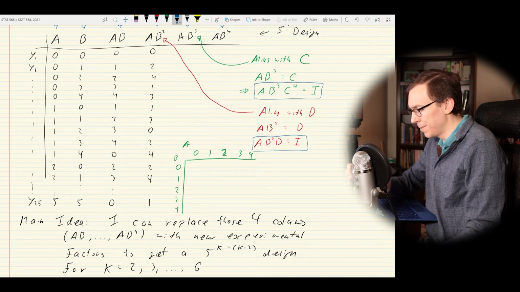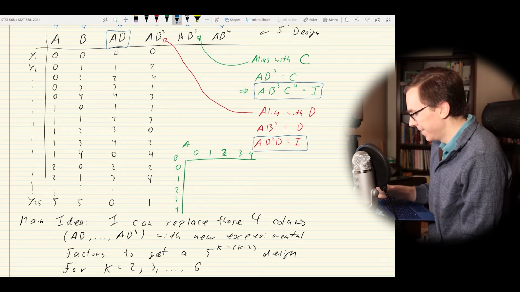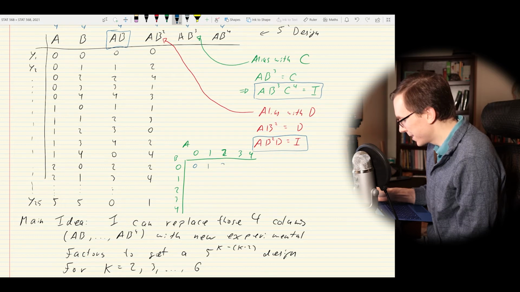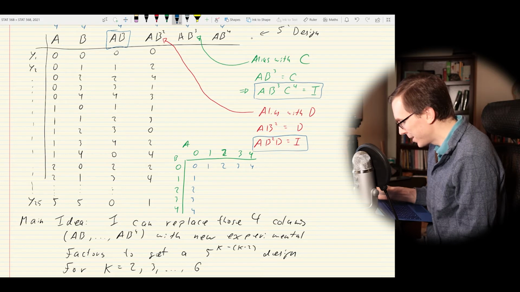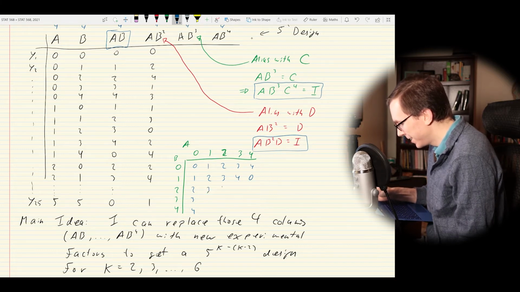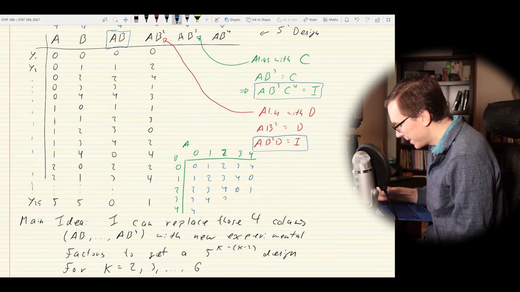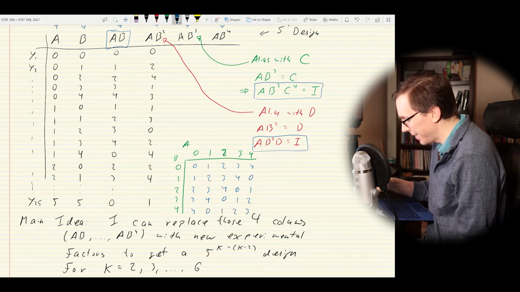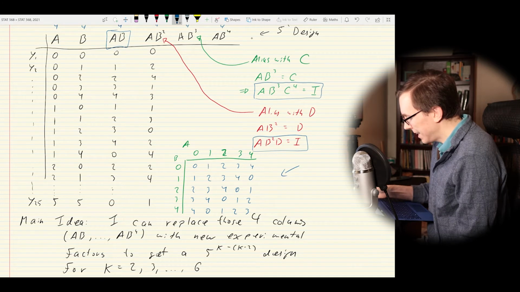So if I consider, let's say, A as a column variable and B as a row variable, and then I consider A interacting, A plus B, what do I get? I get 0, 1, 2, 3, 4, and then I add 1 to all of these and I get 1, 2, 3, 4, 0, and then I add another 1 to all of these and I get 2, 3, 4, 0, 1, and then 3, 4, 0, 1, 2, and 4, 0, 1, 2, 3, and this is a Latin square.